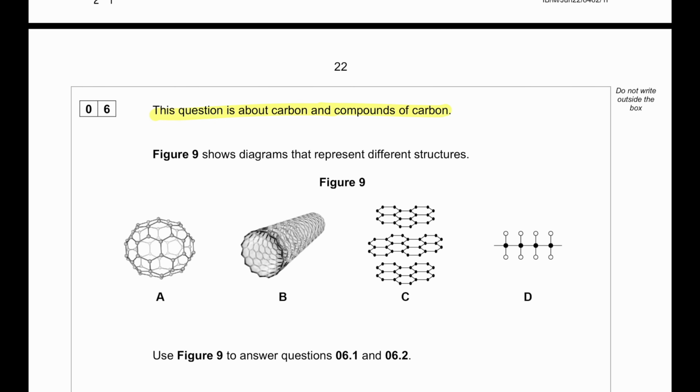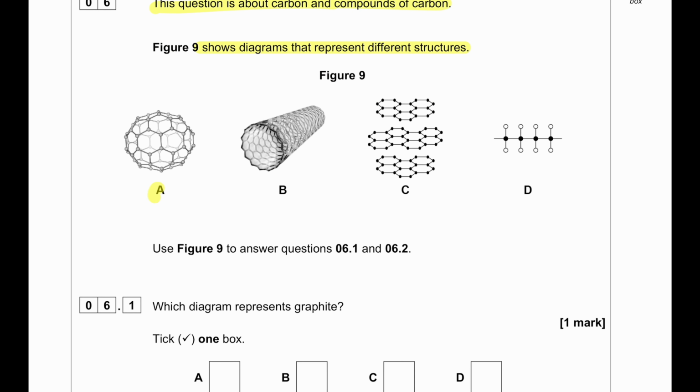This question is about carbon and compounds of carbon. Figure 9 shows the diagram that represents different structures. We can see A, which is a fullerene. This is Buckminster fullerene. And we can see B, which is a cylindrical structure. We can see C, graphite, and we can see D, which probably is a polymer.